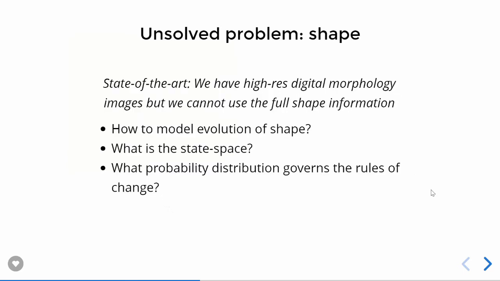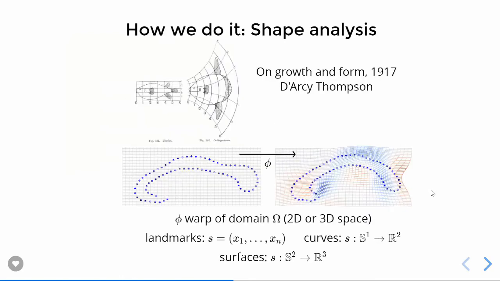So some of the questions that we're interested in here are, generally, how to model the evolution of shape, very generally. Okay, so what is the state space? That is, what are the possible values that this process that evolves can take? And what probability distribution governs the rule of change? And at this point in the project, those were my questions.